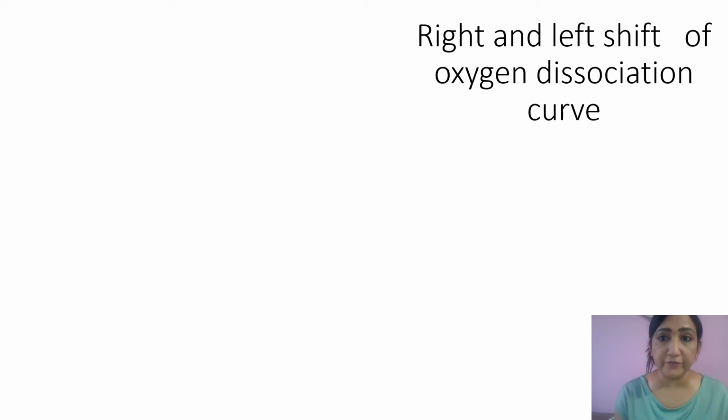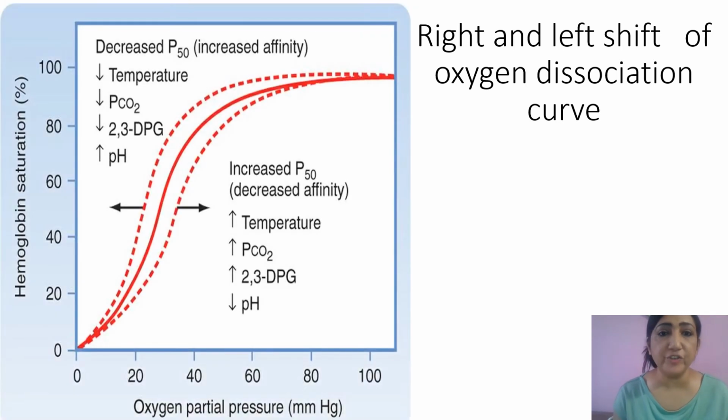Now, the factors which affect oxygen association in the lung and dissociation in the tissue. If we plot that, the curve will shift either to the right side or the left side. What are the factors which affect the right and left shift of the oxygen dissociation curve? First we start with the right shift. This is the normal one. The middle one is the normal curve which is supposed to be.